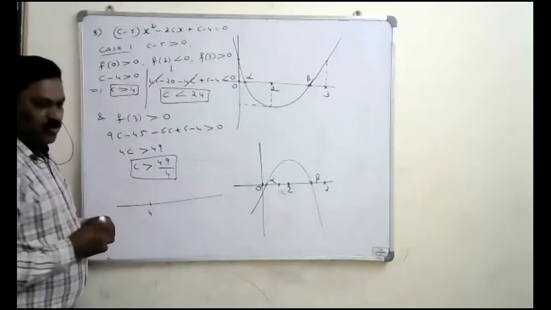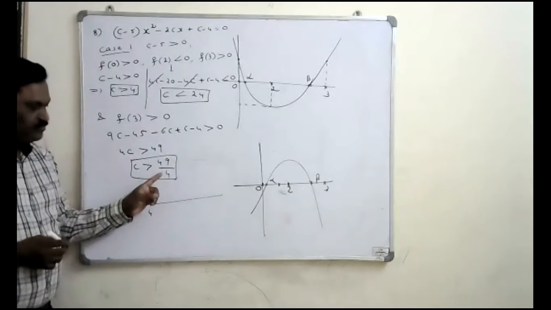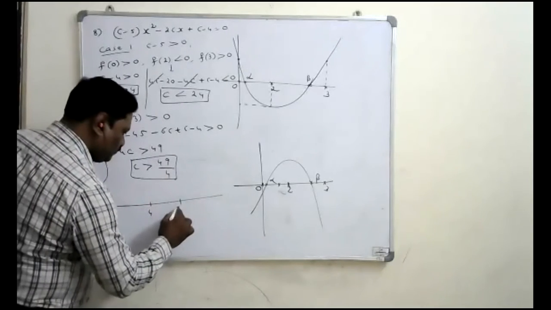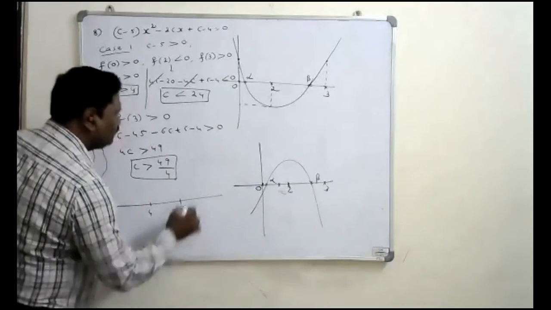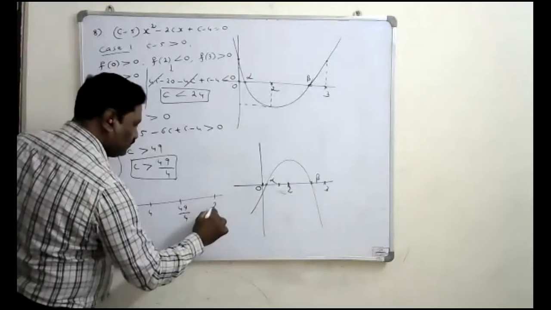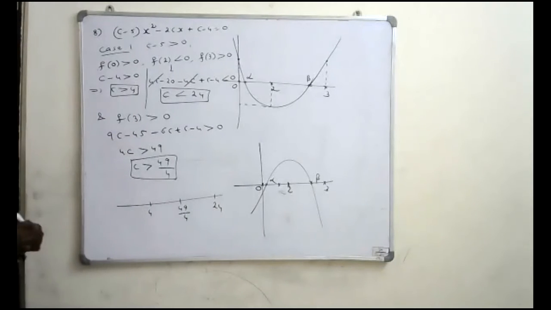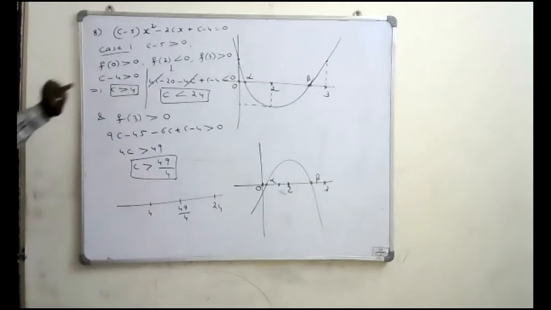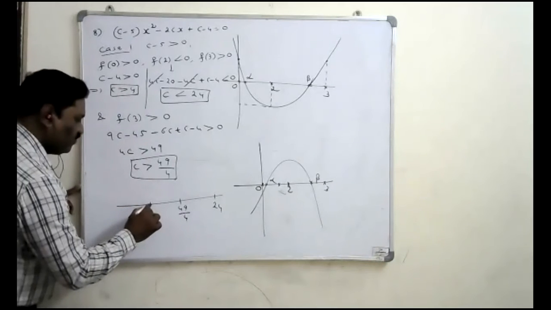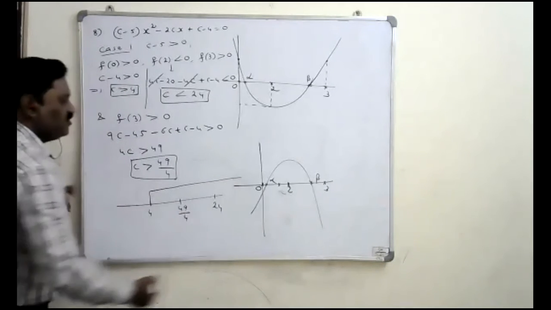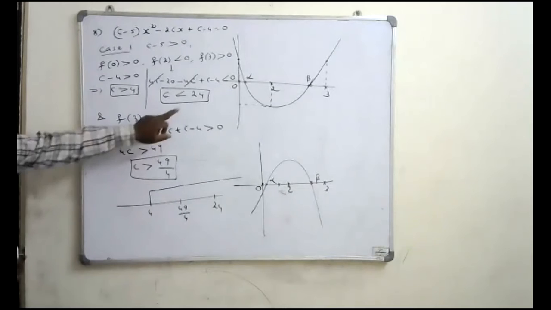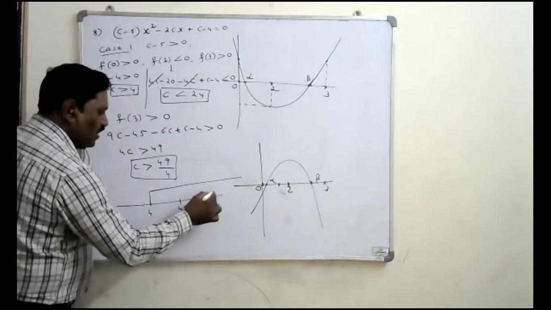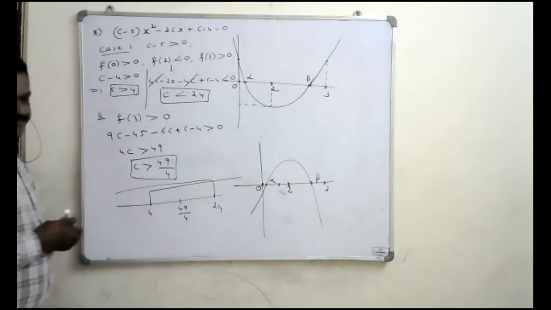49 by 4 is approximately 12 point something, because 12 times 4 is 48. That will be there here, and it is 24. Now, as for this interval, it is saying that we have to take the c value which is more than 4. More than 4 but not 4. All these values we have to take. It is saying that we have to take less than 24. This is the 24, less than that we have to take.